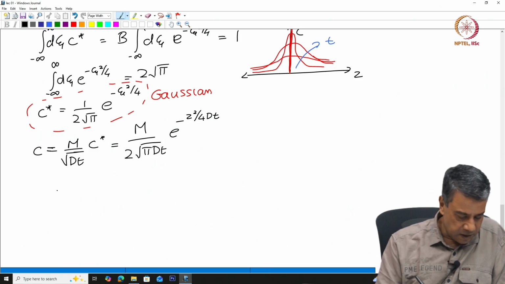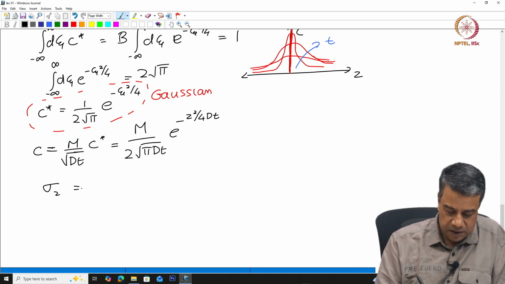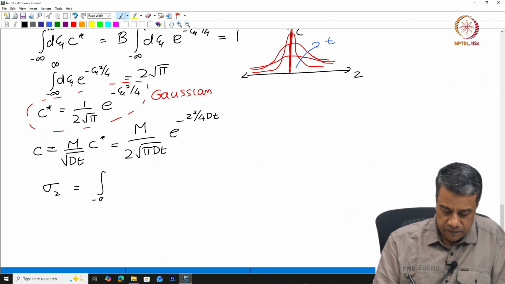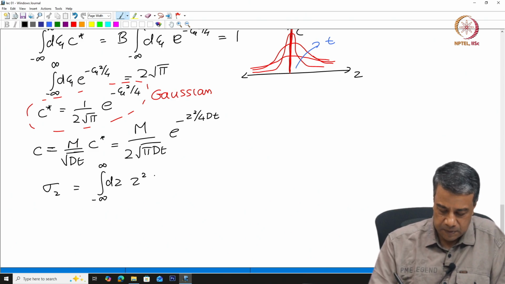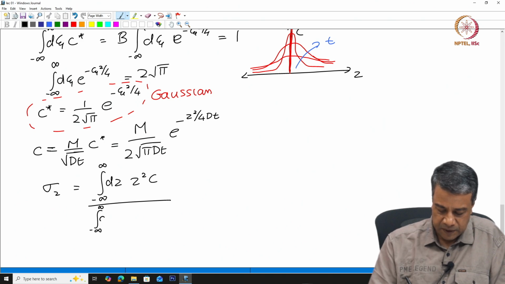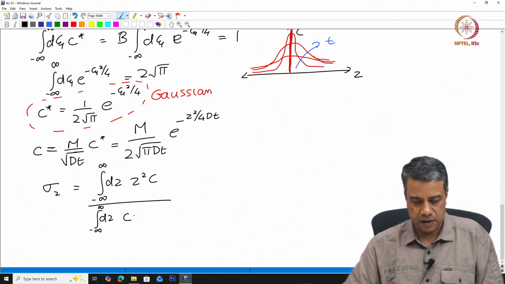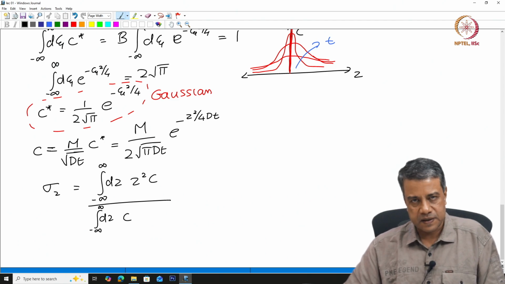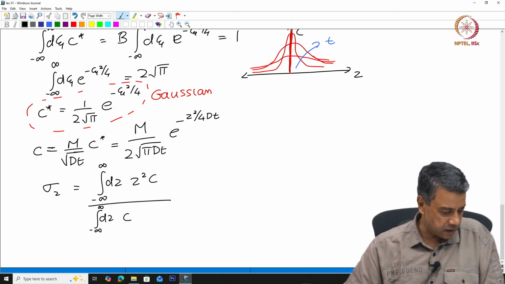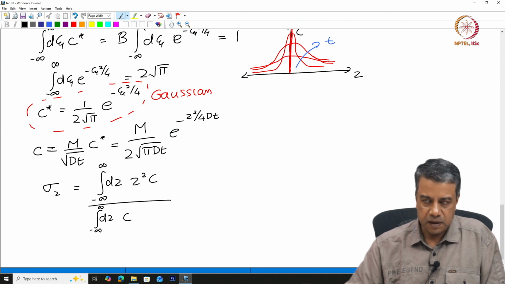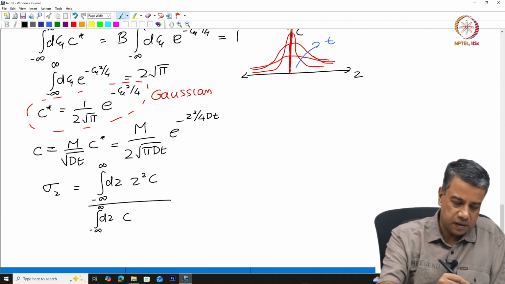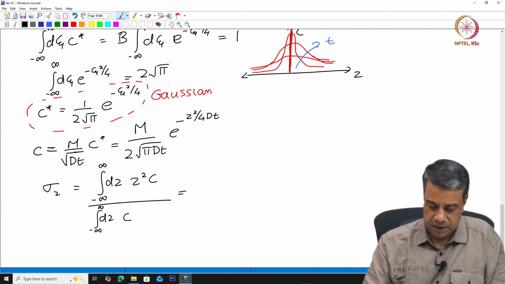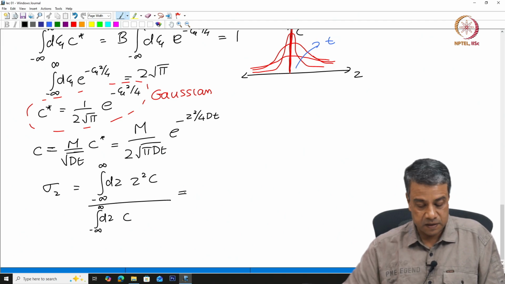In order to find out the extent of this spreading, we can calculate the standard deviation. The variance in the z direction is equal to integral minus infinity to infinity dz z square times c divided by integral minus infinity to infinity dz c. That is the area under the curve. You can write this either in terms of z or in terms of psi. It does not matter. Once again, this is a definite integral which can be solved.